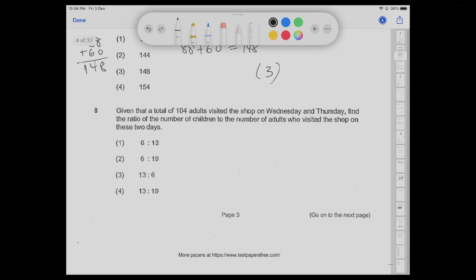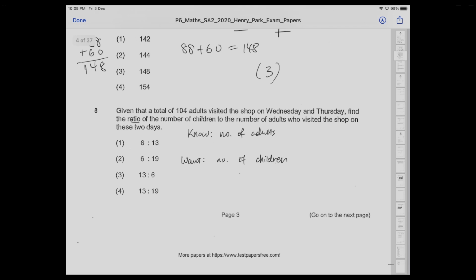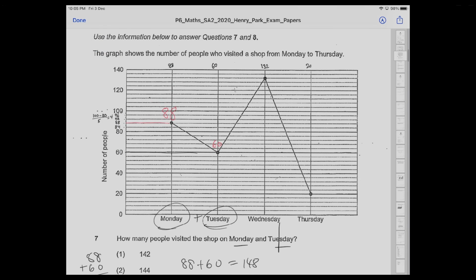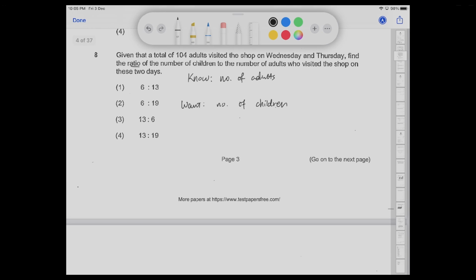So for this question, we know the number of adults, right? So what we want to know is the ratio. But to find out the ratio, we also have to find the number of children. So how do you find the number of children from the number of adults? Well, here's the thing. We know the total number of people, right? And this question assumes that, for the people who are not adults, they're simply just children.